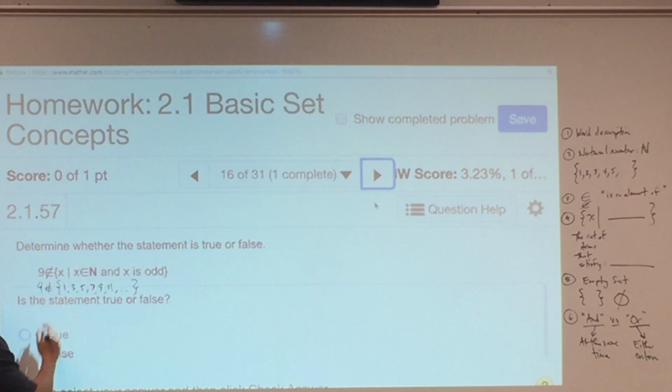9 is not an element of that. That's the claim. So now that I've rewritten the problem, whereas before they already gave that to you, I needed to translate that so I could see a little bit better. Now I can interpret it and make a decision. 9 is not an element of that. Well, that's not true. It is. So this is a false statement.